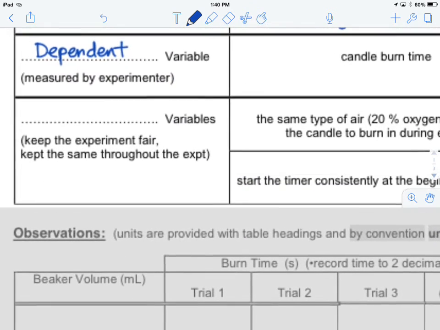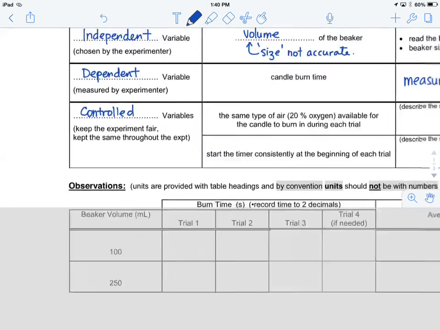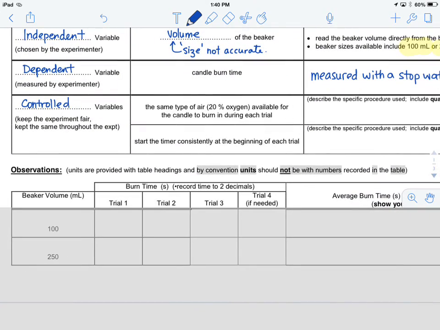The other types of variables which we know about that keep the experiment fair and that are kept the same throughout are, of course, called, you know this well, the controlled variables or the control variables. And so some examples of what these control variables look like are the same type of air, so about 20% oxygen is available to the candle to burn during each trial. We're going to start the timer consistently at the beginning of each trial, so we wouldn't want to put the beaker on top and then start timing for one trial and then start timing before we put the beaker on top. So we're going to make sure that things are all very consistent.